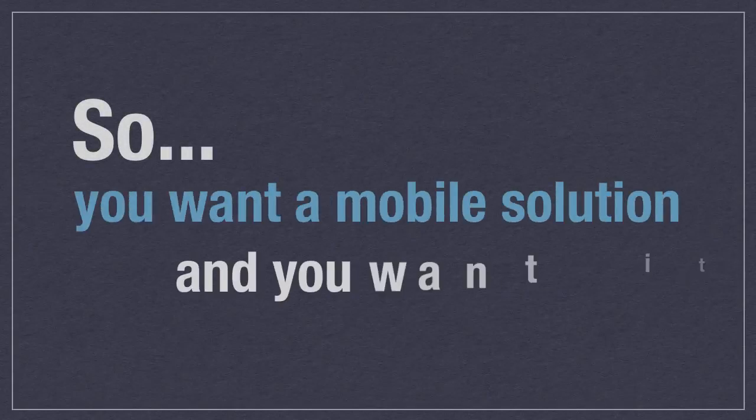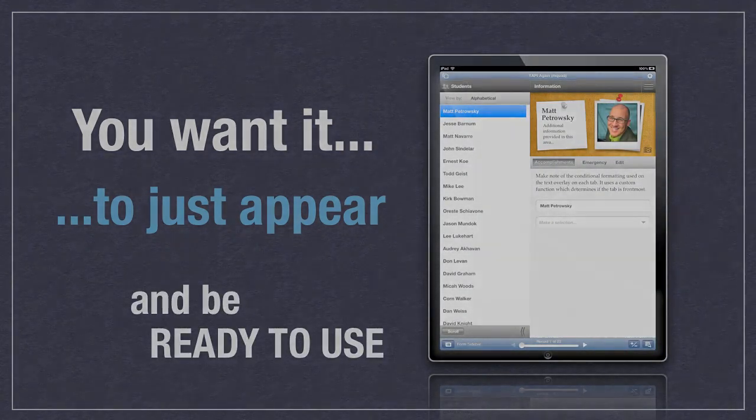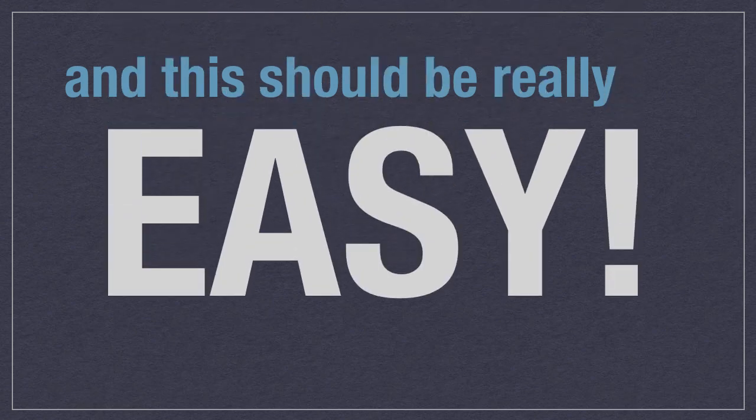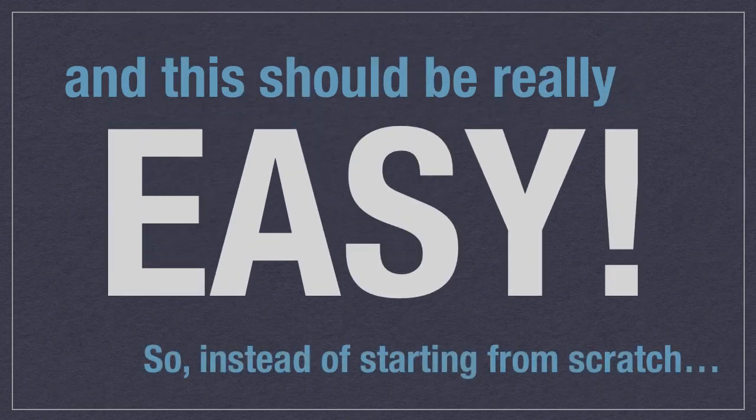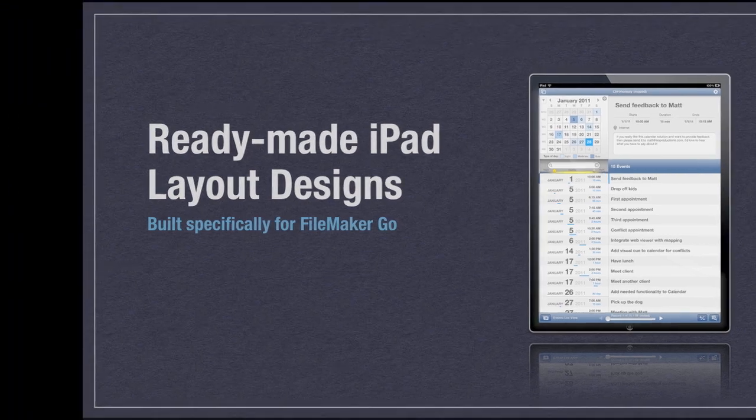So, you want a mobile solution, and you want it fast. You want it to just appear and be ready to use. And this should be really easy. So instead of starting from scratch, try ready-made iPad layout designs built specifically for FileMaker Go.